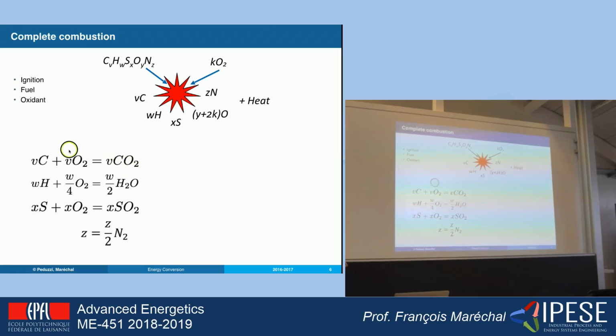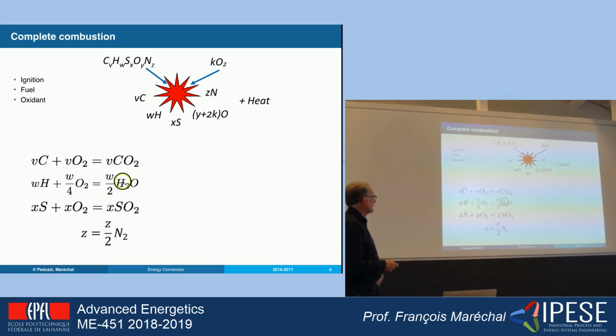So two things: I need oxygen and I create a new molecule, which is a gas molecule. Each time I see a hydrogen, I need 1/4 of a molecule of oxygen in order to make half a molecule of water. Each time I see the S, I will have to combine it with the same amount of oxygen to make SO2, which is one of the possible substances that results from the combustion.